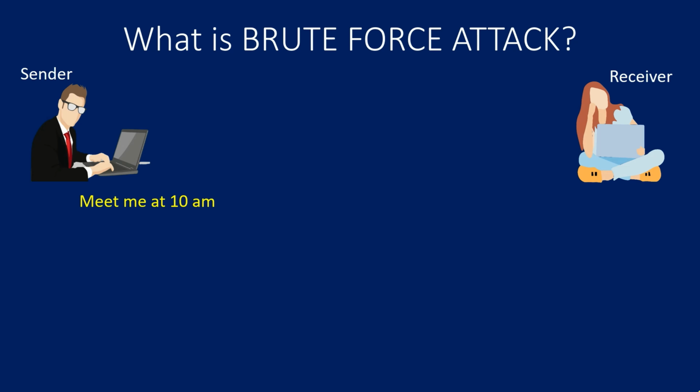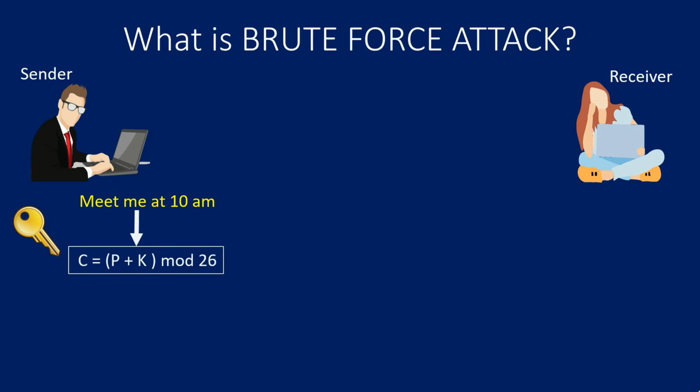Now, since we are taking the example of brute force attack on Caesar Cipher, let us say this message is encrypted by the Caesar Cipher encryption algorithm. As we all know, in order to encrypt the message, which we also call plain text, represented as P in this expression, we also need a secret key which is known only to the sender and the receiver. The key in this expression is represented as K. The output of the encryption algorithm is the cipher text represented as C. Therefore, the Caesar Cipher encryption algorithm will encrypt the plain text meet me at 10 a.m. using the secret key and convert it into an encrypted format which is unreadable.